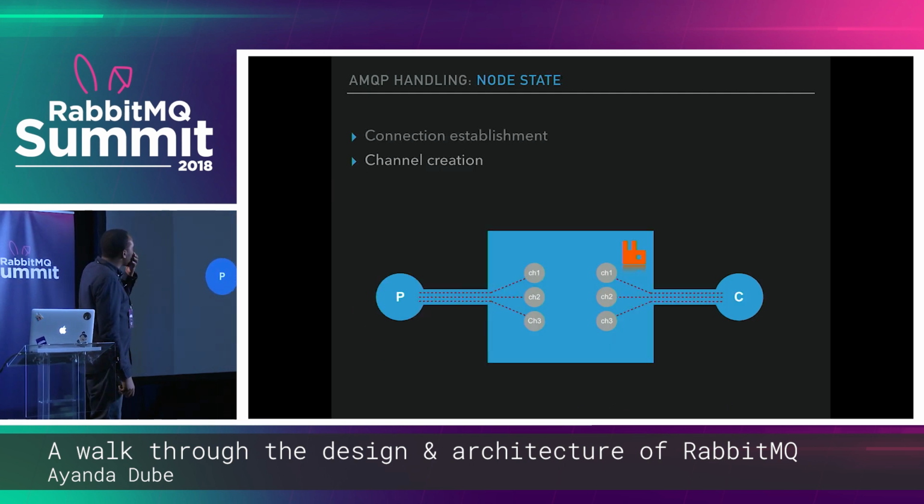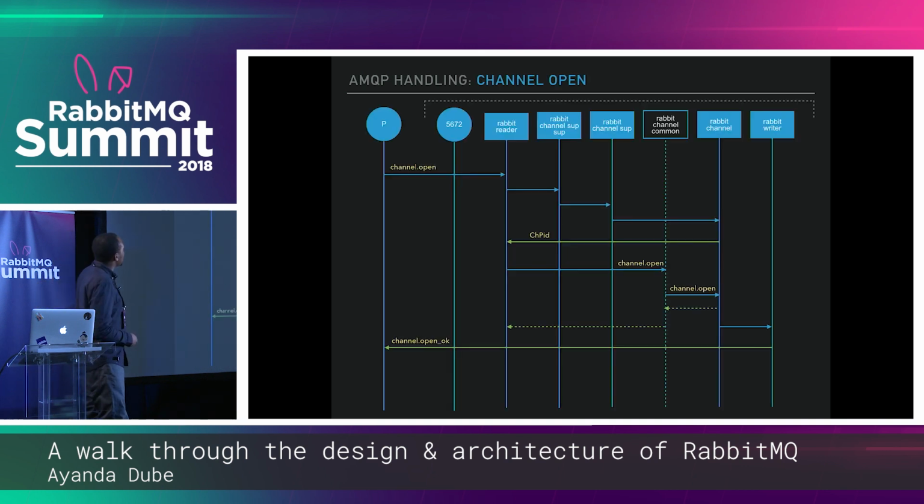And then next, once you have a connection, you want to create a channel, right? And channels internally in Rabbit are just processes which are going to handle the AMQP requests, right? So these are just handlers internally. We'll just look at that as well.